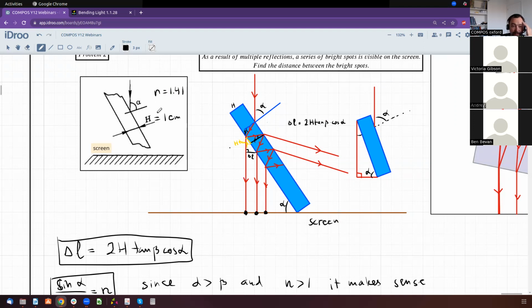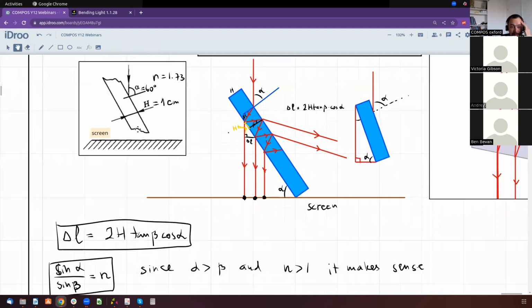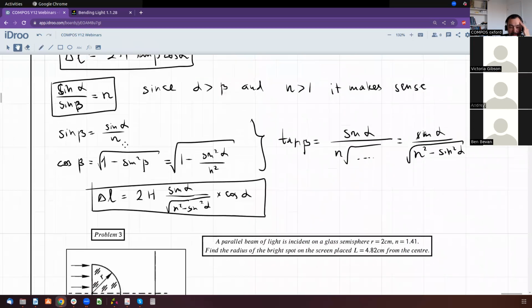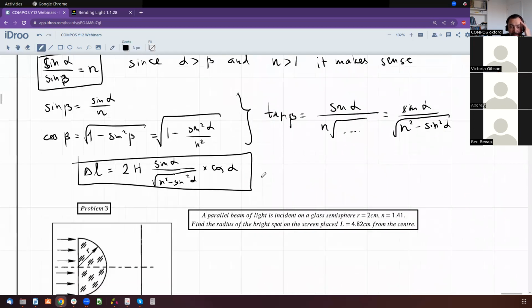Oh, 1.73. The refractive index of glass was 1.73. This was 1 centimeter, and alpha was 60 degrees. So we just plug that in.